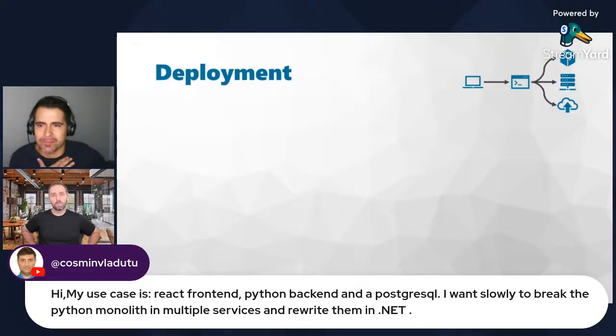I'm not going to be able to pronounce your name correctly, but what he mentions is that he's got a React front end, a Python back end, and Postgres, but he wants to slowly break up this Python monolith. He'd like to break the Python into multiple .NET services, and he mentioned Azure Functions, just to make use of those triggers.